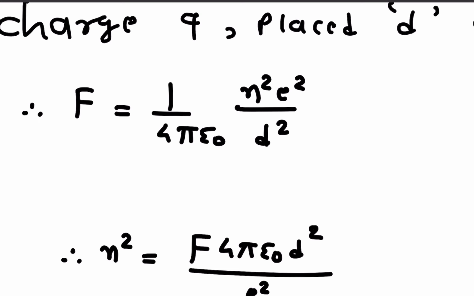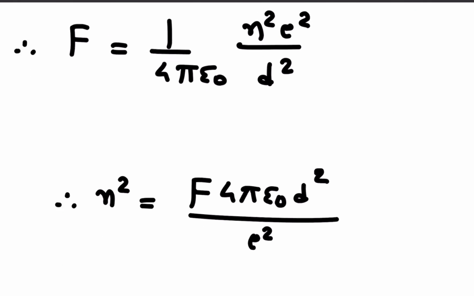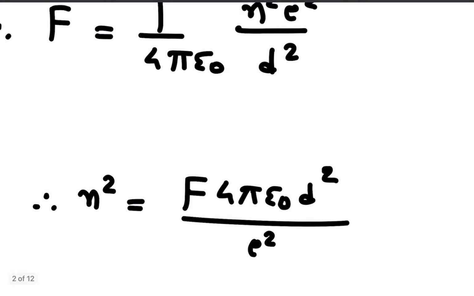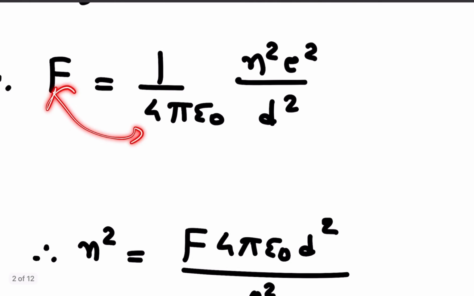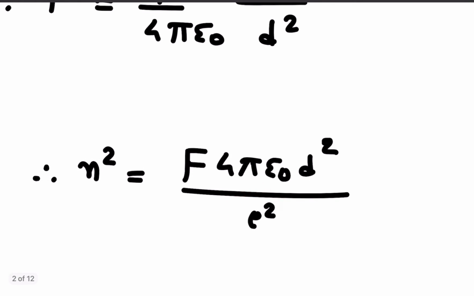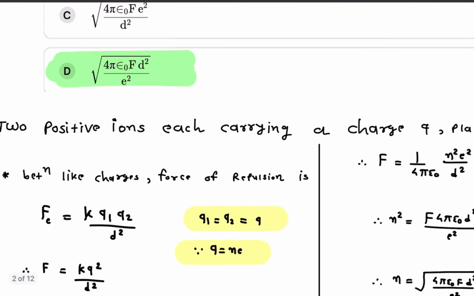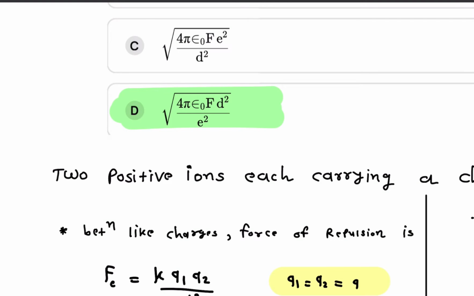In place of Q square, that is N into E, so Q square is equal to N square E square divided by D square. So solving for N square, because we have to find out the number of missing electrons from each positive ion, N square is equal to F into 4 pi epsilon naught D square, that is cross multiplication, divided by E square. So N is equal to square root of 4 pi epsilon naught F D square by E square. Option number D is correct for first question.